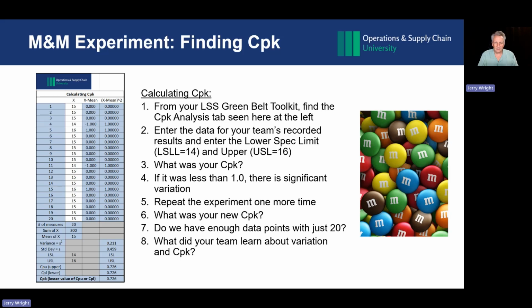Now, this particular analysis tab has more than 20 lines. We've just kept it to 20, but you can unhide those lines and go up to more. You can even add more lines if you want to go higher. I think it goes to like 60 or 100 data points.